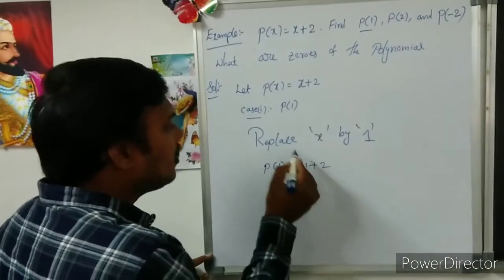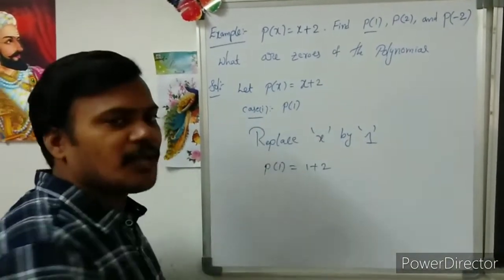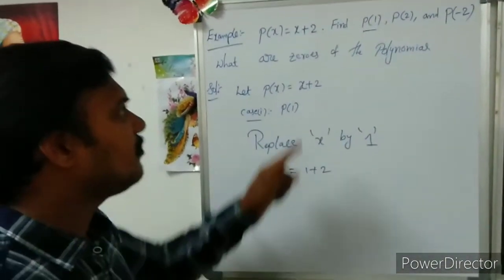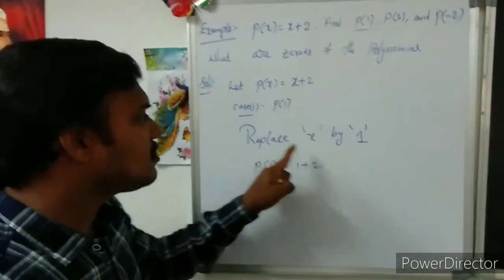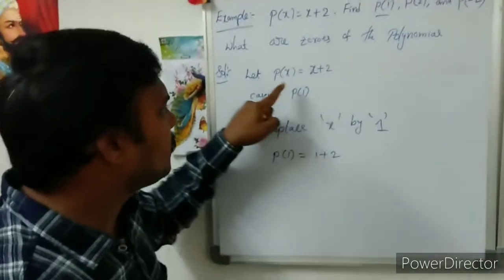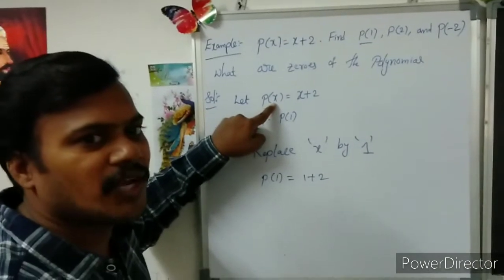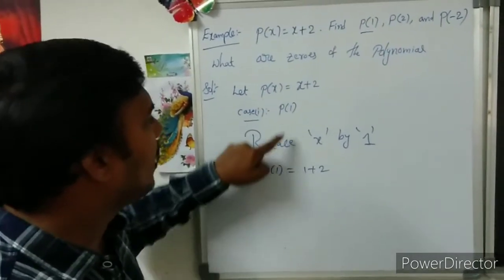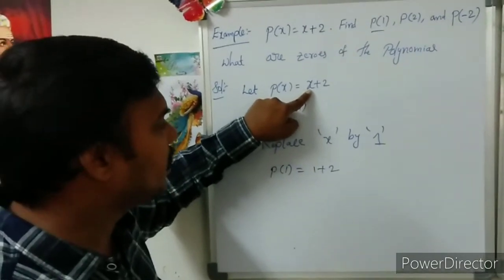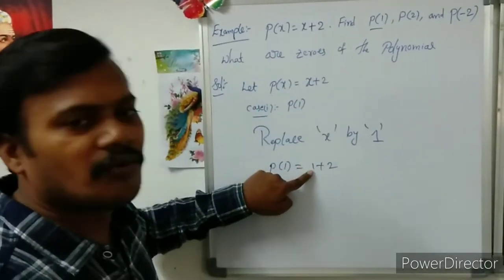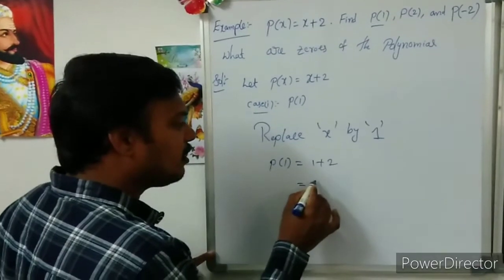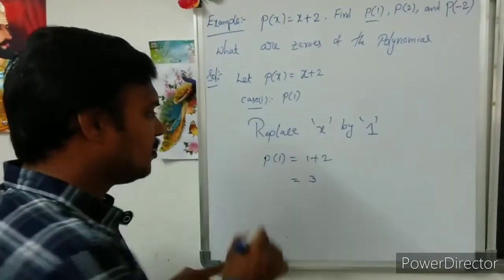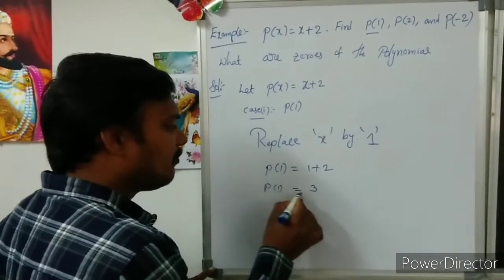Why do we put 1? Where the x is there, we substitute 1 because of the given value. So replace x by 1. Where is the value of x? We have to replace it by 1, here and also here, where we have x. Then what is the value here? 3. Therefore p of 1 equals 3.